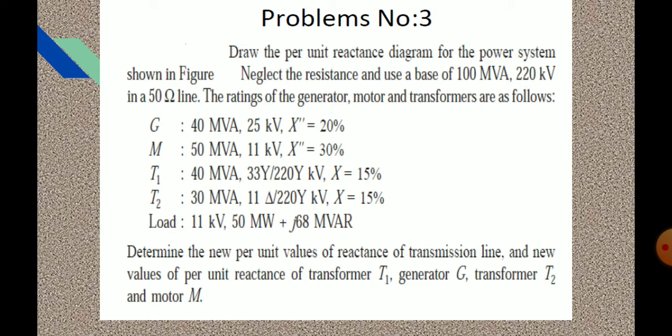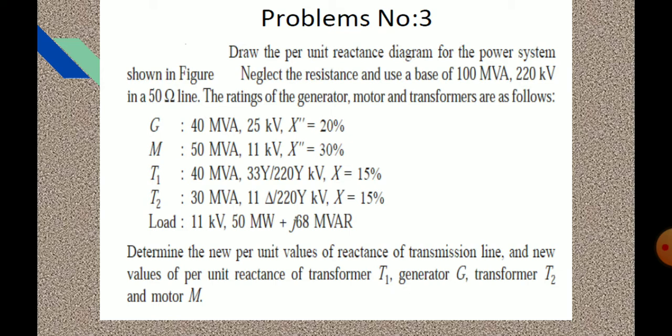Next for load we have 11 kilovolt, 50 megawatt plus j68 MVAR. The load, as I already told, should be expressed in terms of S equal to P plus jQ. The load value should be expressed in terms of P plus j into Q. Its unit is MVAR.